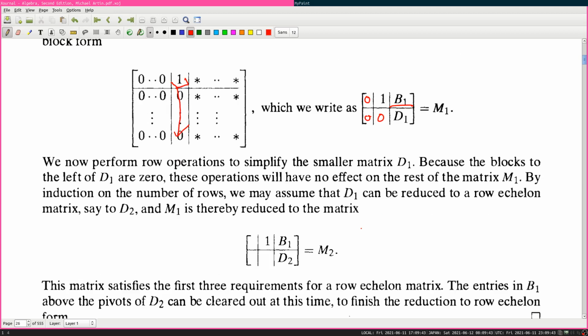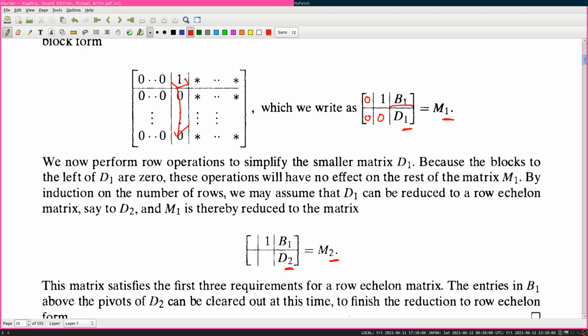By induction on the number of rows, we may assume that D1 can be reduced to a row echelon matrix, say to D2. So here is M1, and down here is M2. This is D1 right here, and this is D2. And so D2 is now in reduced row echelon form.